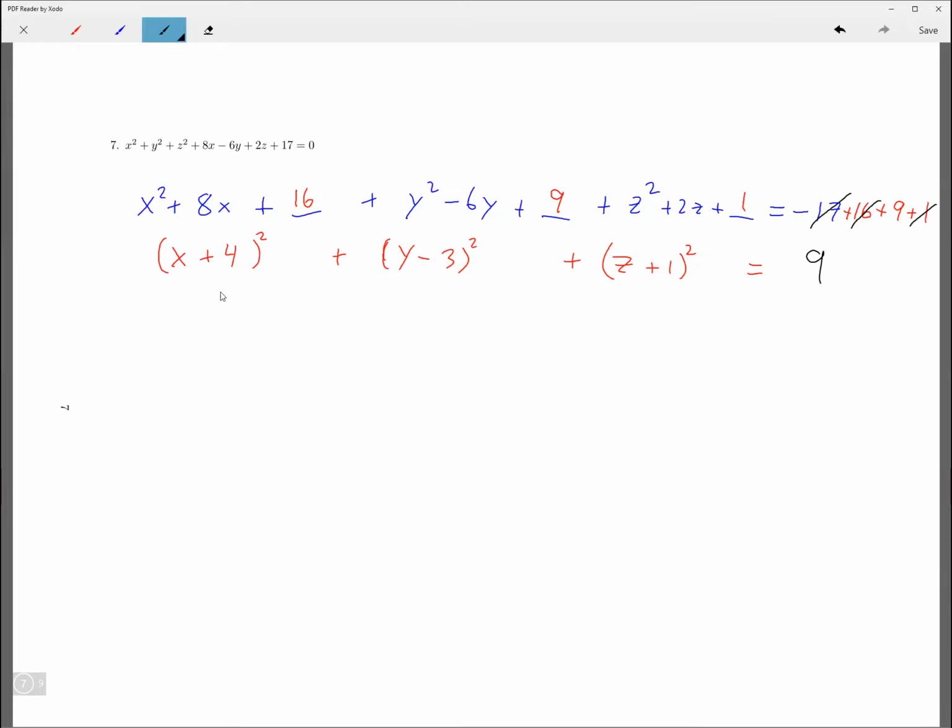Okay, so we need to figure out what the center and the radius are. What's the center? Zero, zero, zero. You pick it off from here, right? It's what makes these 0, 0, 0. So what makes that 0? -4, -3, -1. Yeah, there we go. So that should be it right there. And then what's the radius?